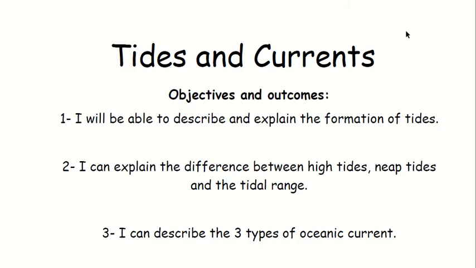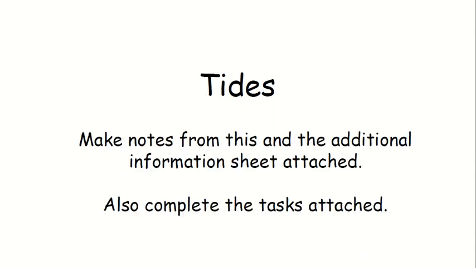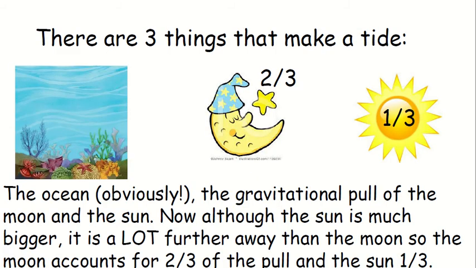So today we are going to be looking at tides and currents with 3 key areas. We're going to look at why they form, high tides, neap tides, and the tidal range, and then oceanic currents from this. So there's some additional information attached and also some tasks for you to carry out throughout this as well. So if you work your way through them, either during, pausing them whenever you need to, or after, but make sure you've got that complete.